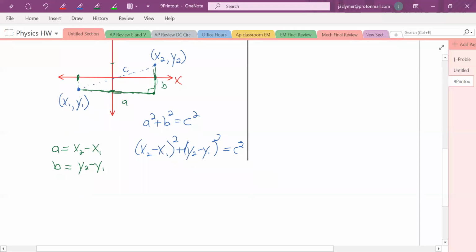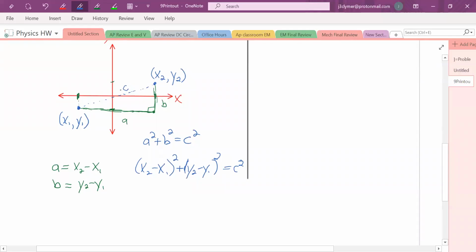All right, and if we want to find C, which is the distance, by itself, to get C by itself, we have to undo the fact that it's squared. And to undo that, we have to take its square root. So if we take the square root of C squared, whatever we do to one side, we have to do to the other side.